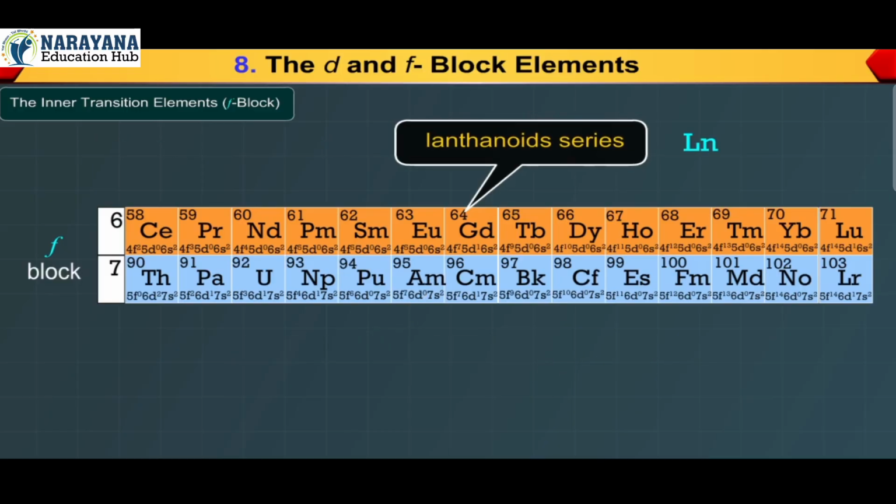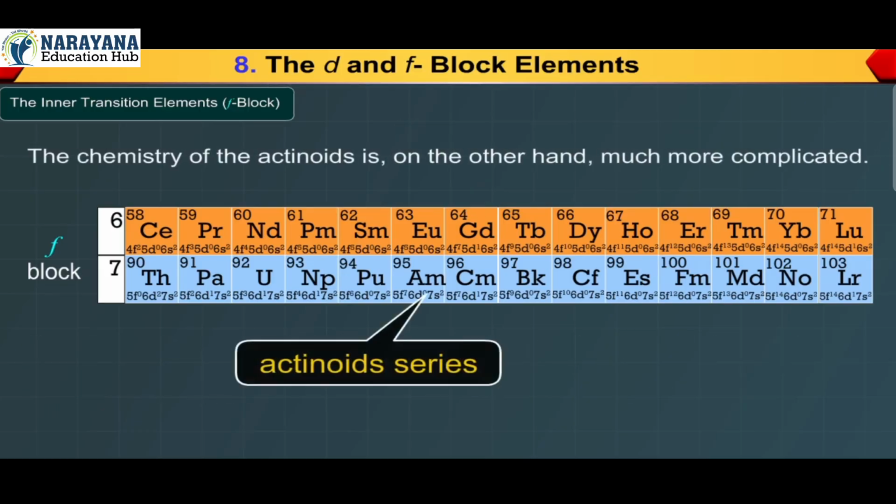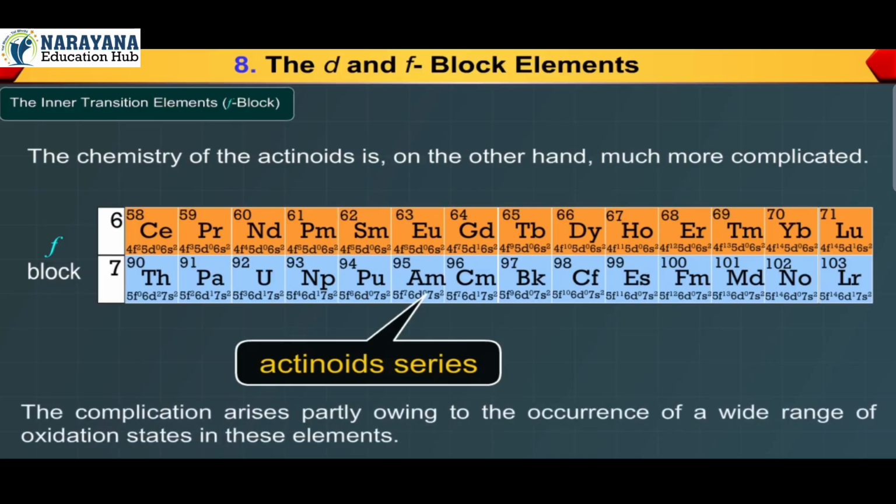The lanthanoids resemble one another more closely than do the members of ordinary transition elements in any series. They have only one stable oxidation state, and their chemistry provides an excellent opportunity to examine the effect of small changes in size and nuclear charge along a series of otherwise similar elements. The chemistry of the actinoids is, on the other hand, much more complicated. The complication arises partly owing to the occurrence of a wide range of oxidation states in these elements.